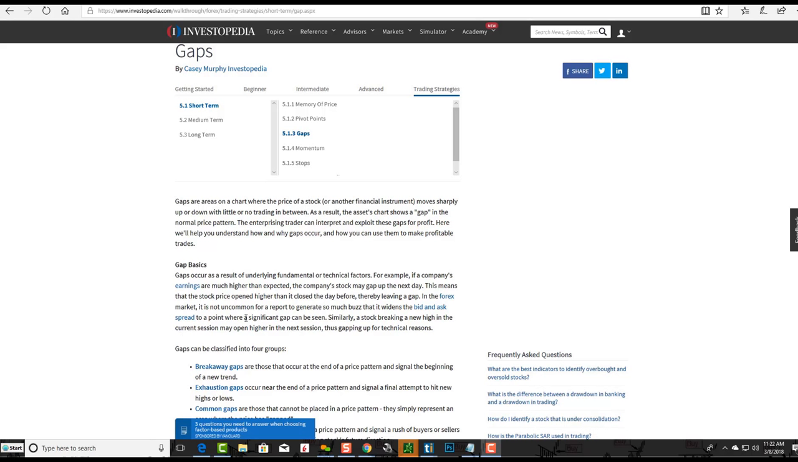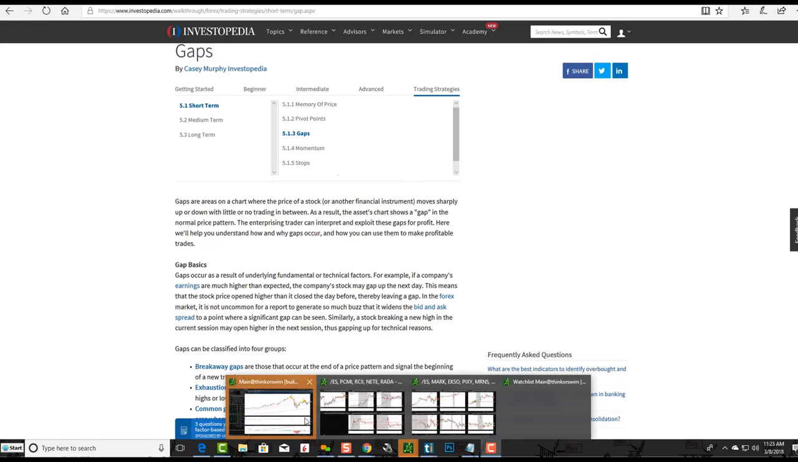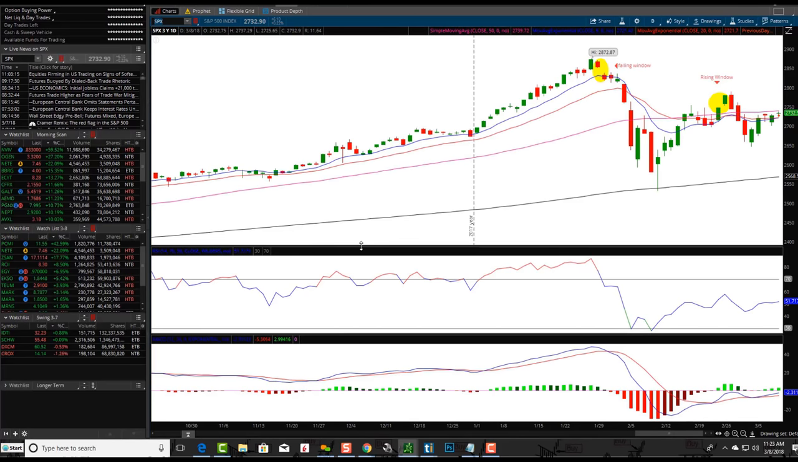Gaps are areas on a chart where the price of a stock or other financial instrument moves sharply up or down with little or no trading in between. As a result, the asset's chart shows a gap in the normal price action. Many times it's due to news, good news or bad news, and then the stock breaks or jumps up from the previous close or breaks down from the previous close, and forms a gap on a chart. And those gaps, which you will see, are extremely important support and resistance areas that traders pay very close attention to.